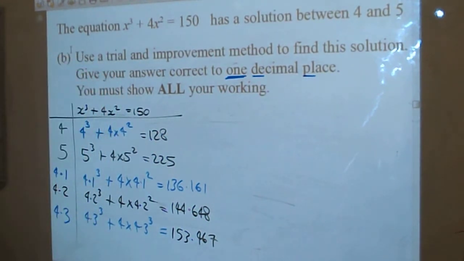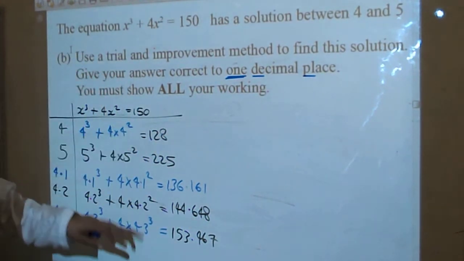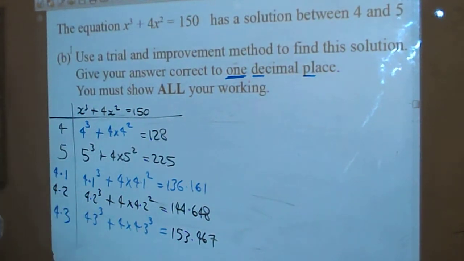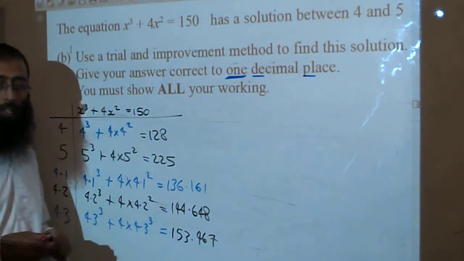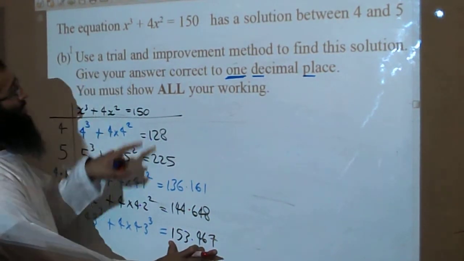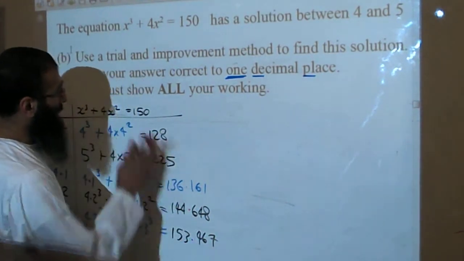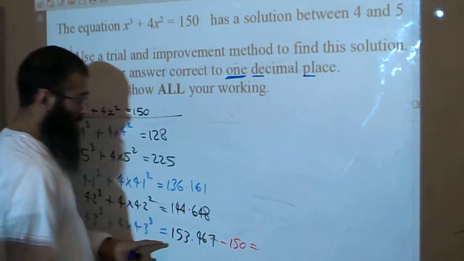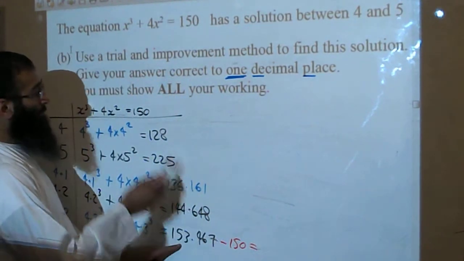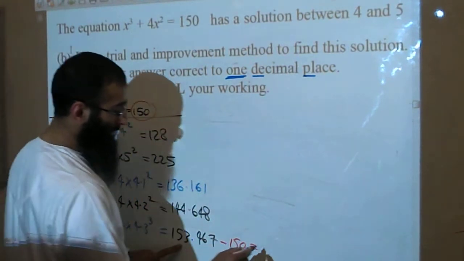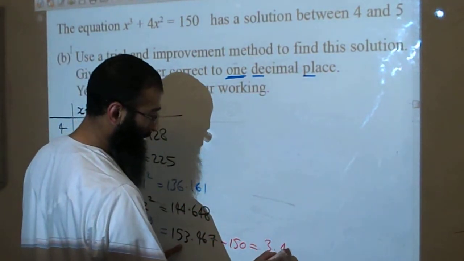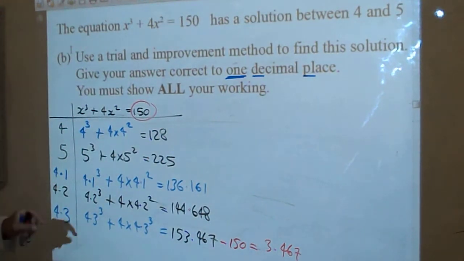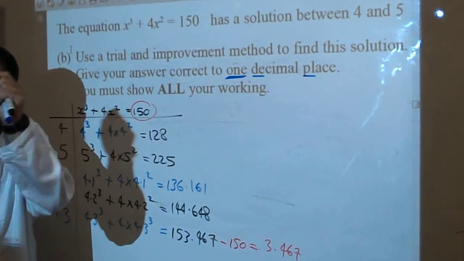Now, which one is the closest to 150? 4.3. This one here, isn't it? Well, how do we show this closest? What we do is we take them away. We take this away from that one. So we'll take away 150. Now, this number, take away the 150 we're supposed to get to, will give us an answer of 3.467. So when we put 4.3 in, we are 3.467 above the number.